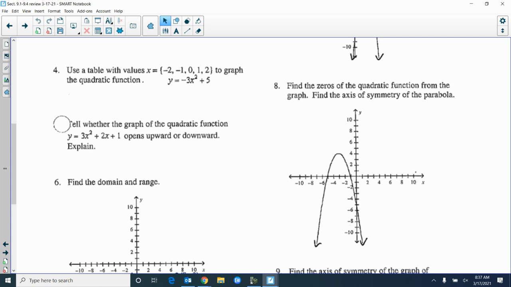Grant, you have any idea? Which number are we on? 5, the one with the big hole in the middle right here. I said it opened up. Okay, and what made you say it opens up? The x squared is positive. X squared is positive. So that's all you really need to know for that one. So it opens upward because x squared is positive.